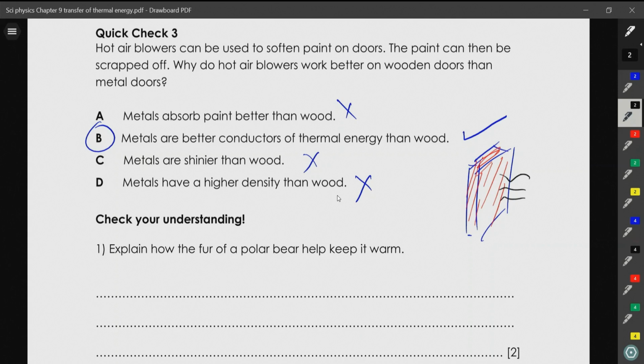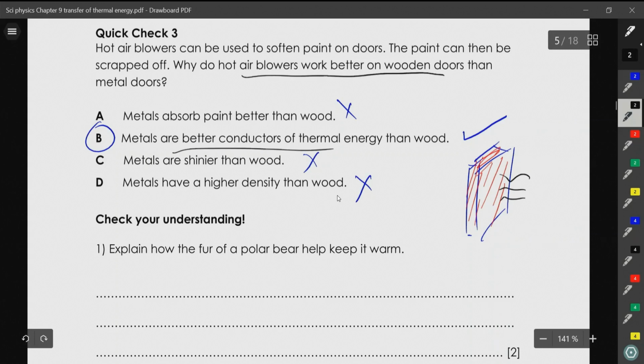What you get is that the hot air going towards the wooden door will not be absorbed by the door so readily. So maybe the heat will be dispersed to the paint, and this causes the paint to soften. And that's why the hot air blowers work better on wooden doors, because metal is a better conductor of heat.